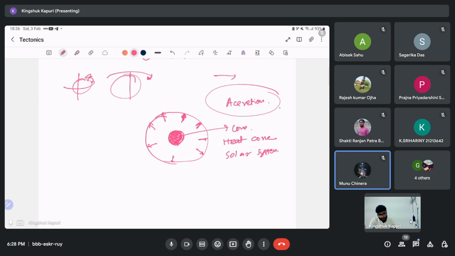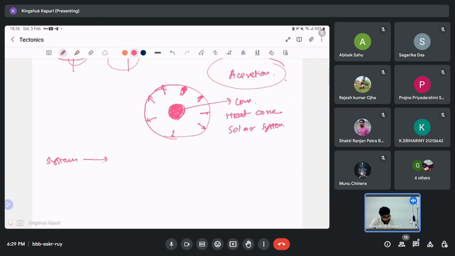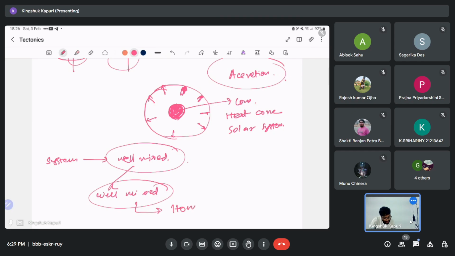Yes, sir. Okay, now if there is a hotter core and the parts at the outer side of the solar system are a bit colder, then we all know that if there is heat in any system, or if a system is fairly hot, then we can tell that the system is well mixed, right? Now if the system is well mixed, we say that system is a homogenized system, or it tends to homogenize, right? So do you all agree?